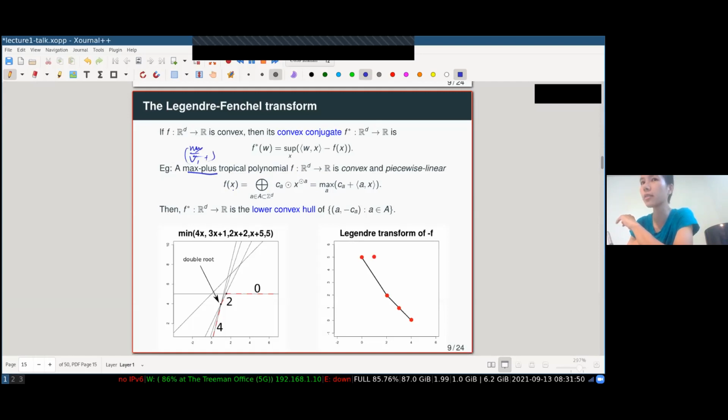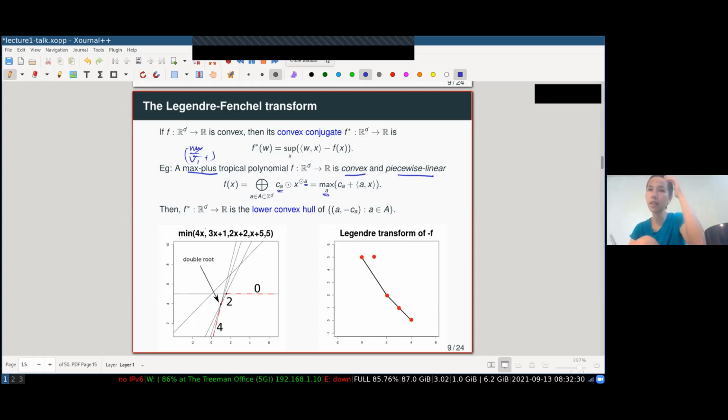For an algebraic description, f of x is just the tropical sum of c_a times x to the a, right? This guy is the coefficient of the a monomial, and this is the power of my monomial. And I'm taking a sum over a bunch of monomials. So if I rewrite it in classical notation, this is a max over some indexing set of c_a plus the inner product of a and x. So this is literally the max of a bunch of linear functions. So a tropical polynomial is simply an object that is convex and piecewise linear.